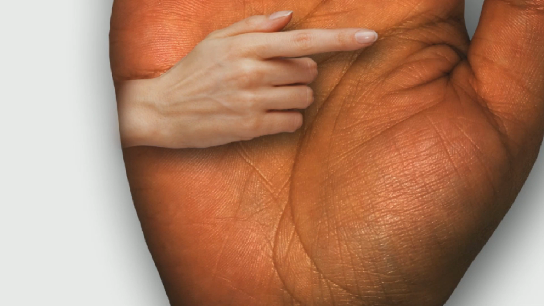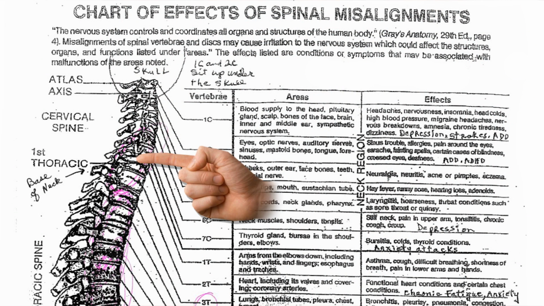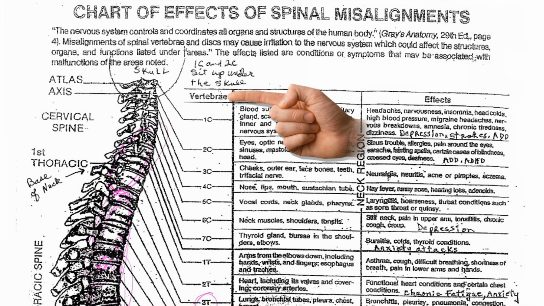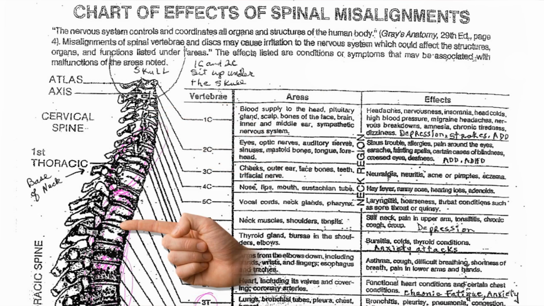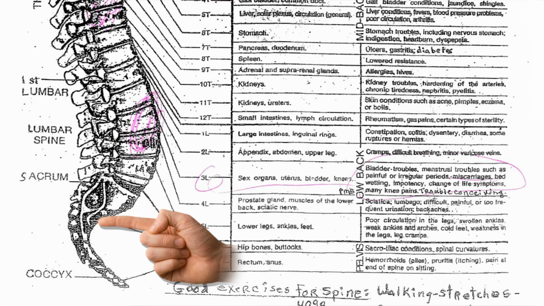Now find the chart that says Chart of Effects of Spinal Misalignments. It's got the spine on the left-hand side. Now see in the red where I've marked where you're all out of place according to your hand. And then the column right next to it, that's the vertebrae. That's the name of the vertebrae in the spine. C is cervical, T is thoracic, L is lumbar, and then your sacrum, your coccyx, your tailbone.